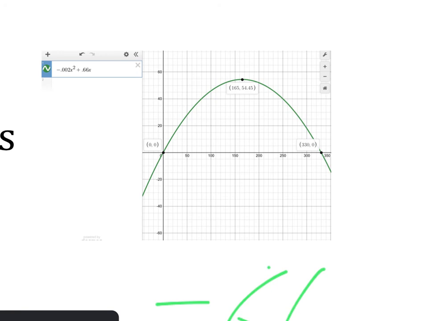Anyways, I digress. According to this, we've got our vertex at 165, 54.45. Remember, this is a horizontal distance for the x. Sometimes x represents time as well, so be careful with that. And the vertical height is 54.45. So the maximum height is going to be 54.45 feet. The horizontal distance when it hits the ground again is 330 feet. That's when we have a height of 0, meaning it hits the ground.